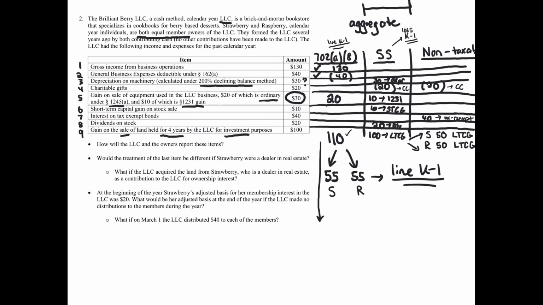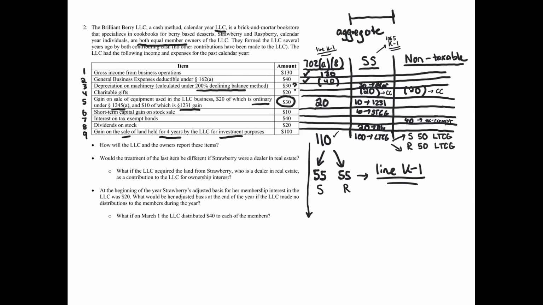The next part of the question says, how or would the treatment of the last item be different if Strawberry were a dealer in real estate? So for this one, this is more conceptual. I'm going to kind of just talk about this and how it works. If you remember from my previous videos and previous discussion, you might recall that when the partnership receives an item from a partner, it's how the partnership holds the property that matters, not how the partner held the property.